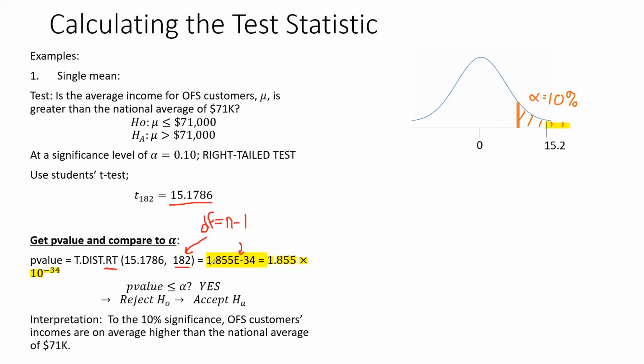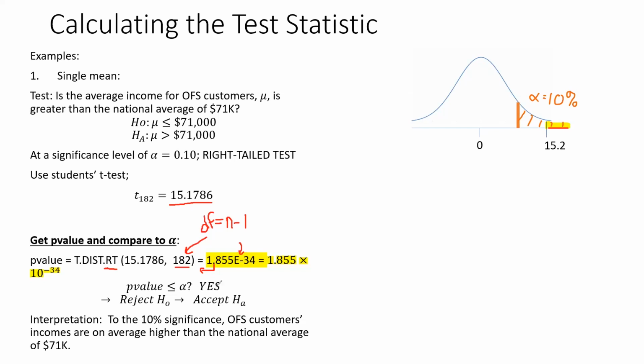So basically, you take this decimal and you move it 34 places to the left, since it's negative 34. And so this number is like 0.000, out 33 zeros, and then 18555. So it's really, really small. It's a teeny tiny area over here in this tail.